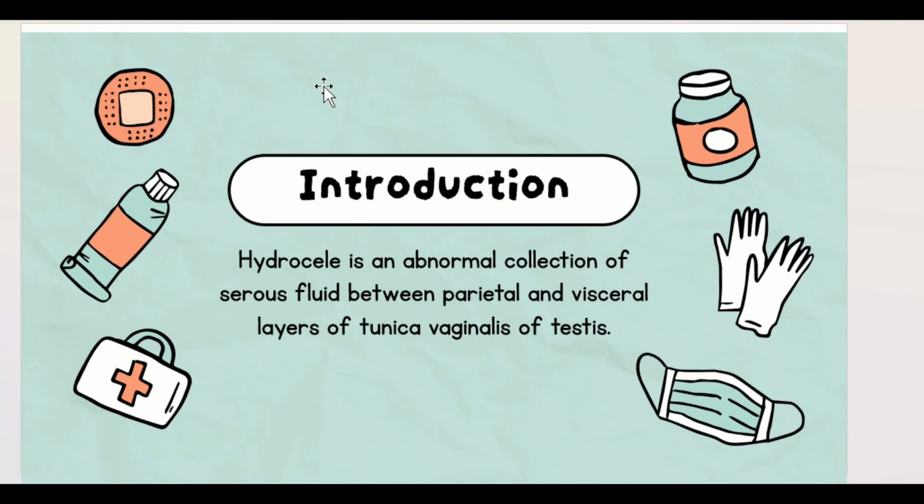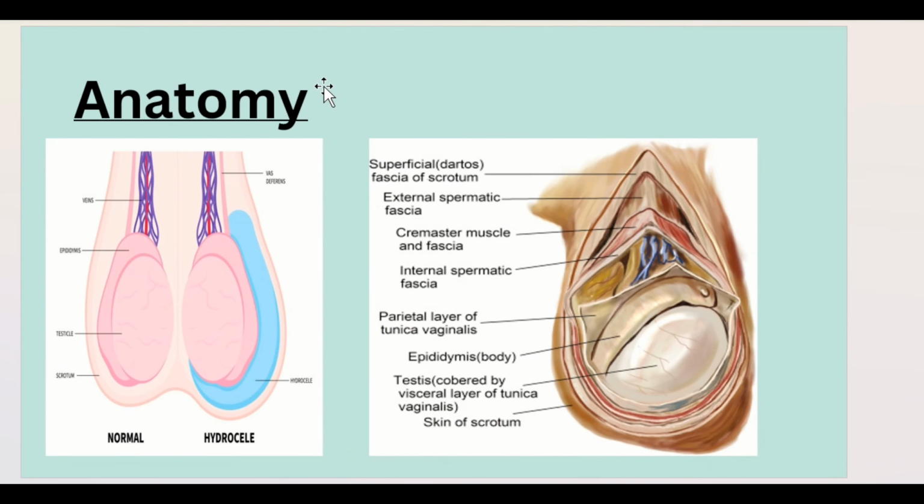Let's discuss today a very common surgical condition, that is hydrocele. So what is hydrocele? Basically, it is an abnormal collection of serous fluid between parietal and visceral layers of tunica vaginalis of testis. To understand the pathophysiology better, first we have to know the anatomy.